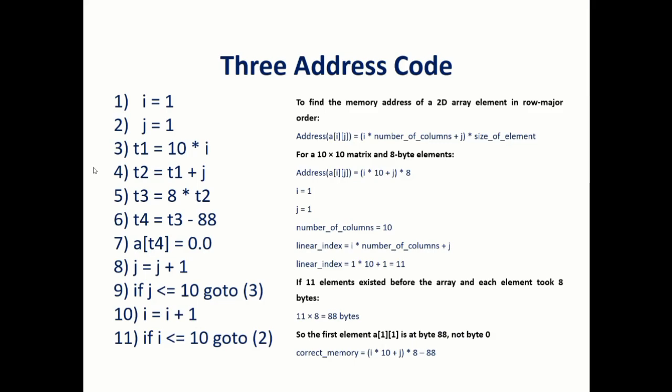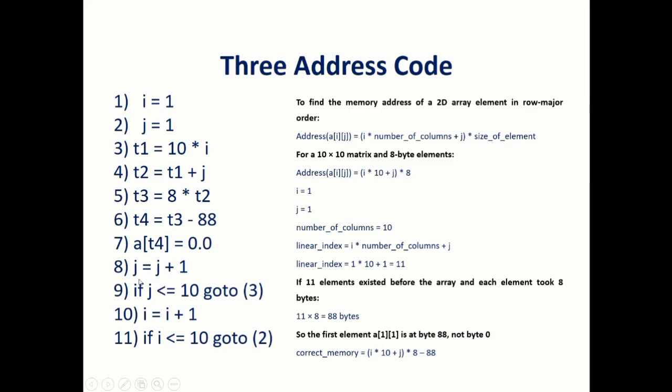That's why we are subtracting it. T4 equal to T3 minus 88. Then we store the value A of T4 equal to 0.0. This means put 0.0 inside the memory location that belongs to A of ij. Then move to the next column, j equal to j plus 1. That is, the inner loop gets incremented by 1.